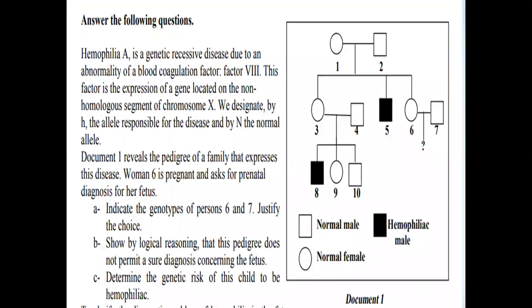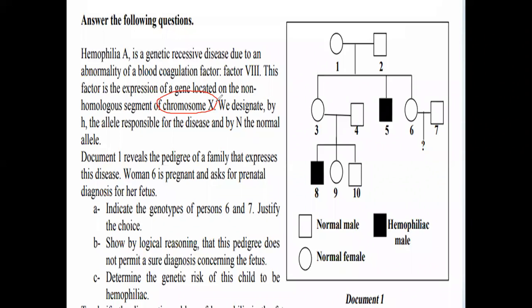Third question, they said hemophilia A is a genetic disease that is due to abnormality of the blood coagulation factor, factor number 8. This factor is the expression of a gene located on the non-homologous segment of the chromosome X, meaning that it is sex-linked. This is the first step. It's located on the non-homologous segment of chromosome X.